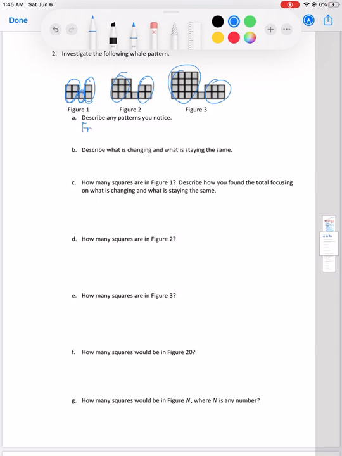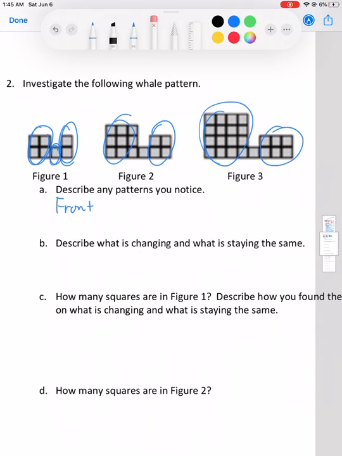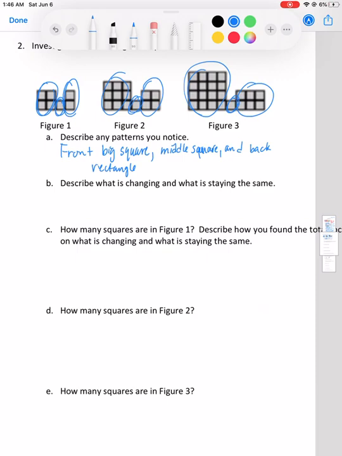So front, square. We have a middle, let's say big square. So we've got to kind of distinguish. We'll zoom in here a little bit. We have a front big square. Middle square. And the back cube, back rectangle. Okay, those are all little parts of our well pattern.